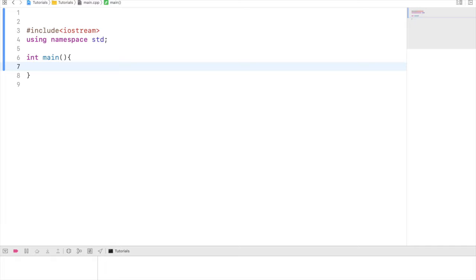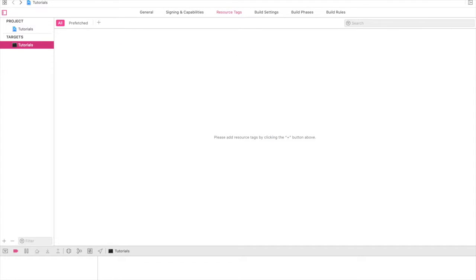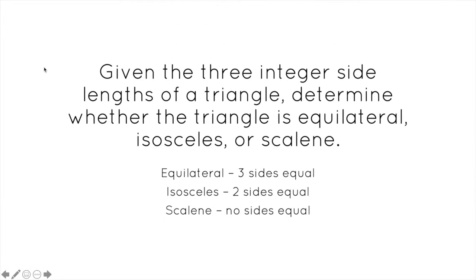Hello and welcome back. So today we're going to be going over one more problem that involves conditional statements for more practice. So this problem is, given the three integer side lengths of a triangle, we want to determine whether the triangle is equilateral, isosceles, or scalene. By equilateral, all three sides of the triangle must be equal. If it's isosceles, only two of the sides need to be equal, and if it's scalene, none of the sides of the triangle are equal.